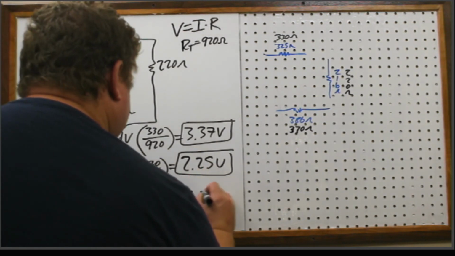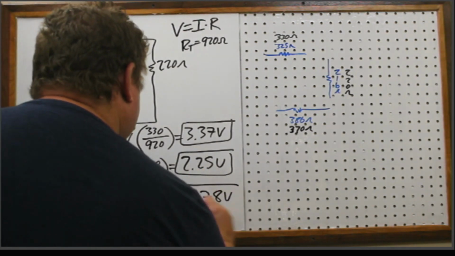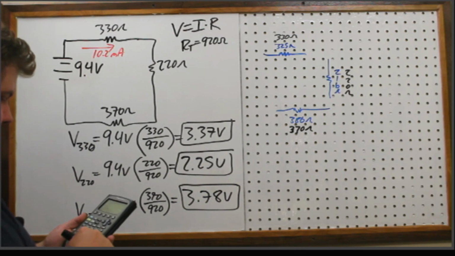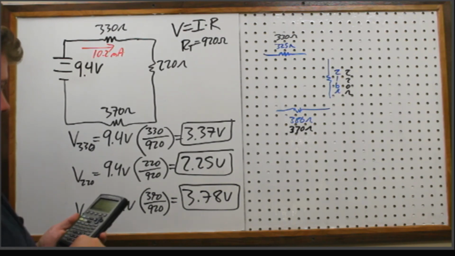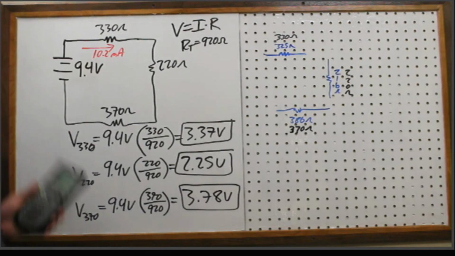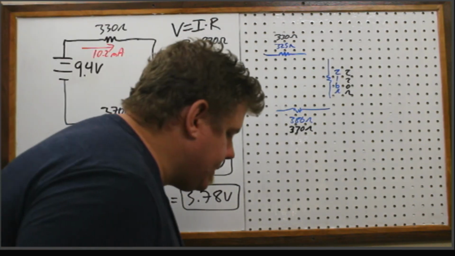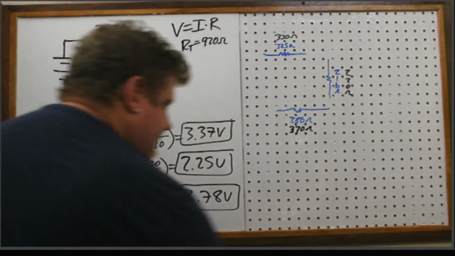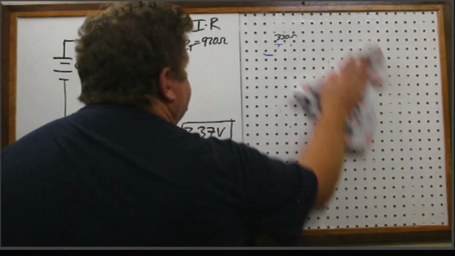3.78, very close. Okay, so now I take 3.37 plus 2.25 plus 3.78, and I get 9.4 on the dot. Okay, so I think that those are good. All right. Now, in terms of how I would wire this up, okay, I'm going to draw.